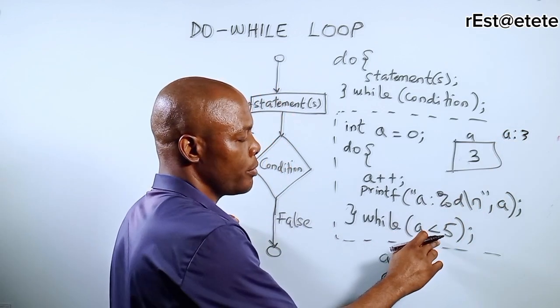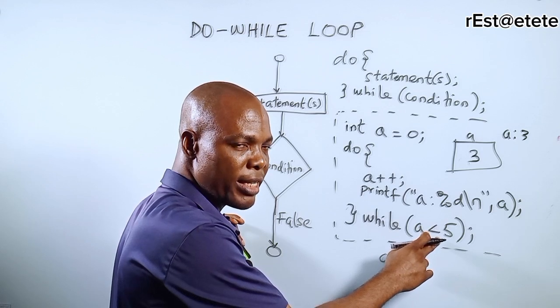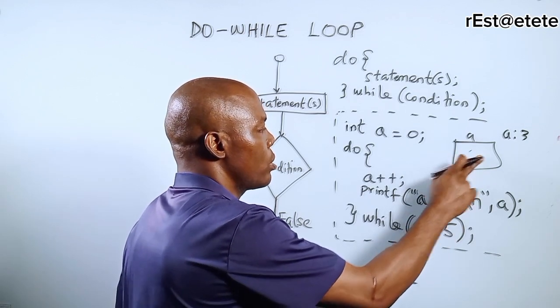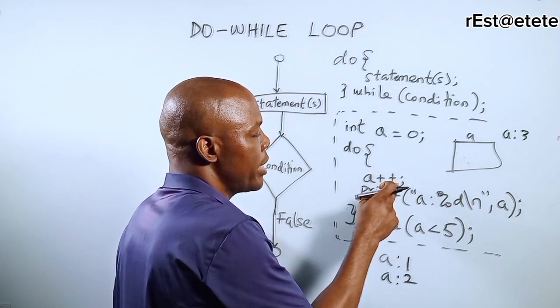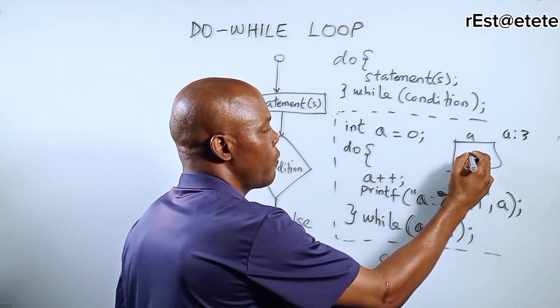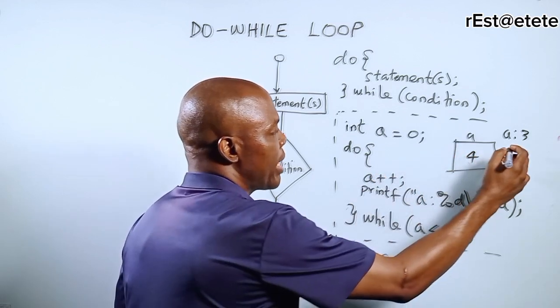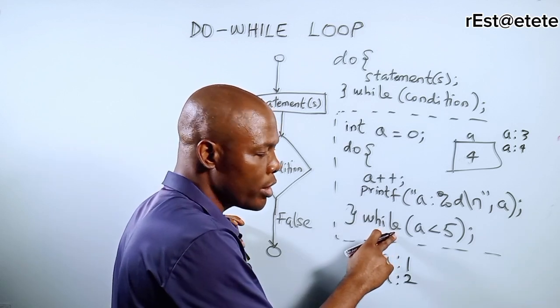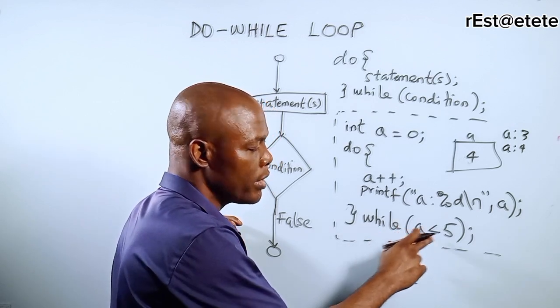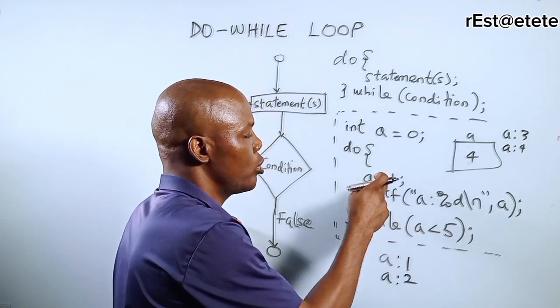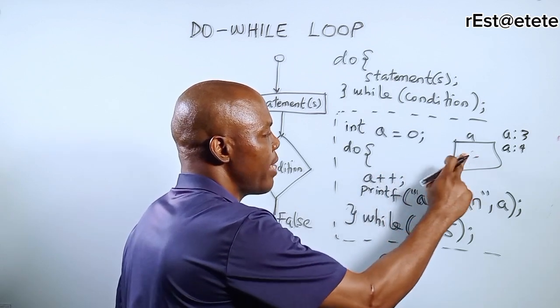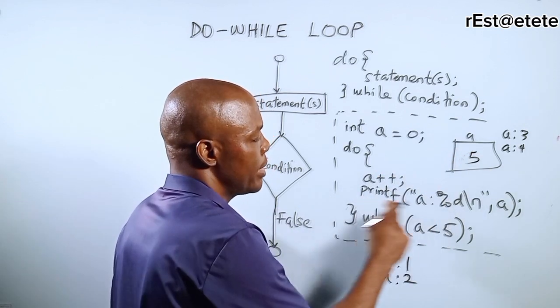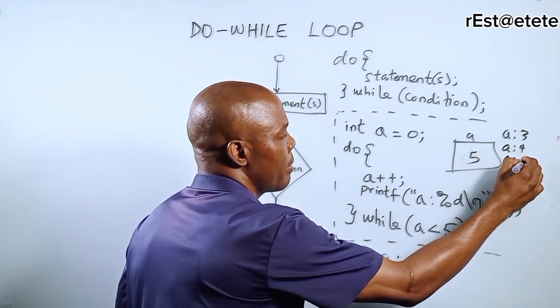Then it will check the condition. A less than 5, 3 is less than 5. That is true. Then it will come in here, increment A to 4. Then it will print out A 4. Then it will check the condition again. 4 is less than 5. That is true. It will come back here. It will increment 4 to 5. Then it will print out A 5.